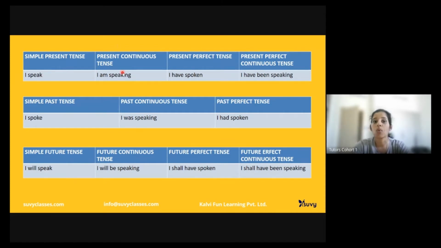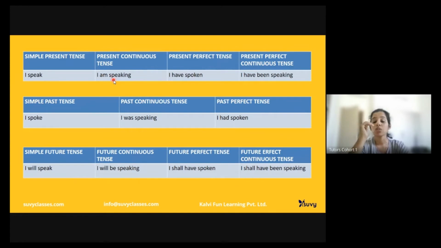Okay. So now, when it comes to present continuous tense, it says I am speaking. Okay. So the verb, the action is actually continuous. It's still happening. So that is when we use present continuous tense.